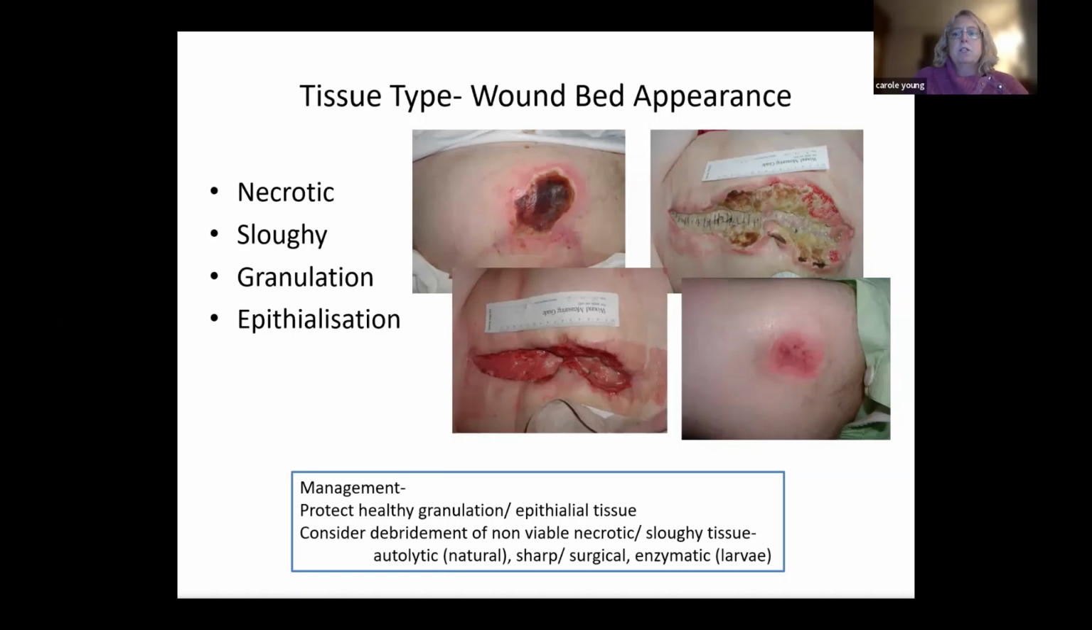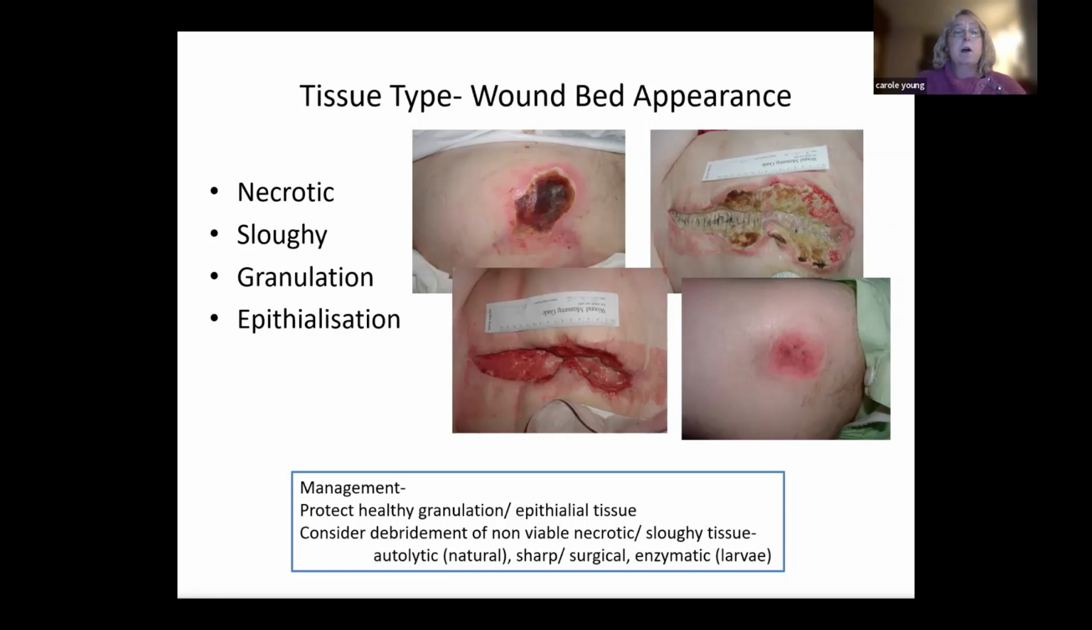To manage this type of tissue, we need to think back to the healing process. What's happening under the surface of the skin? The necrotic and sloughy tissue appears during the inflammatory phase. So we know that that needs to be removed before the angiogenesis and the granulation can occur. So macrophages and things are going to be doing some of the work from underneath, but some of this tissue can be quite stubborn and take some time to lift and remove.